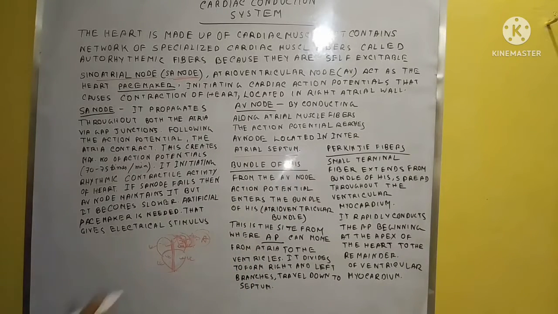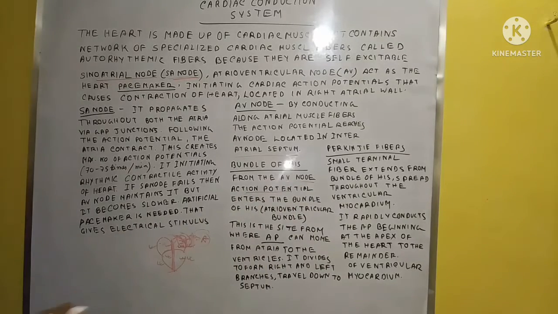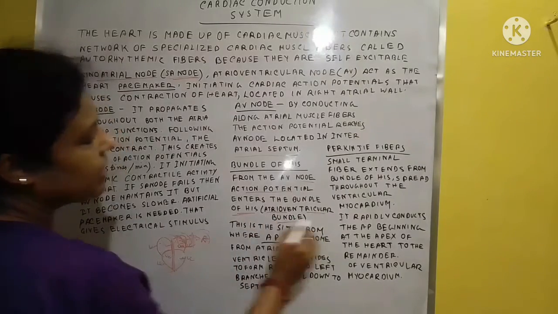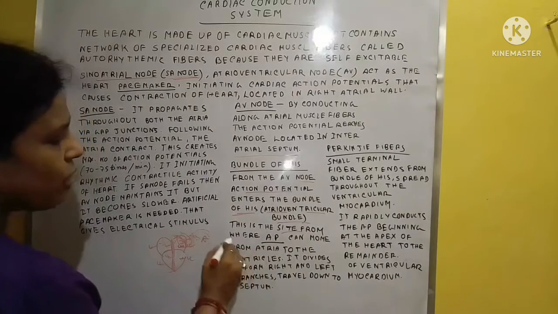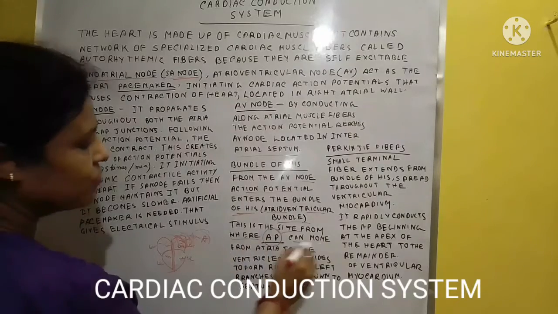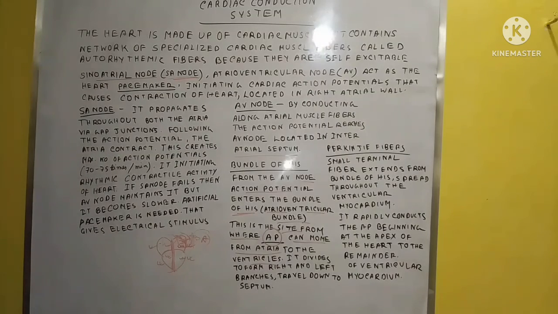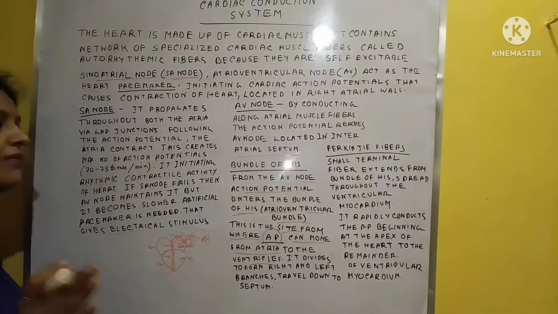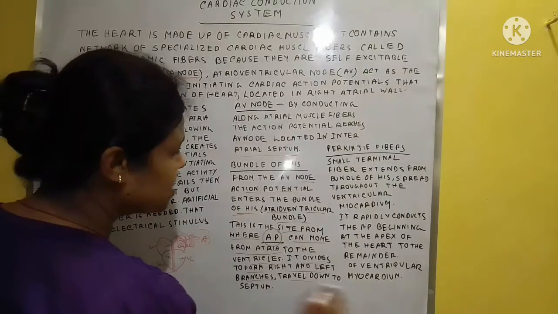Next one is the bundle of HIS. What is the bundle of HIS? This is another kind of fiber, and from the AV node, the action potential enters the bundle of HIS, and it is called the atrioventricular bundle, okay. This is the site from where the action potential can move from the atria to the ventricle. Clear? Only this is the site from where the action potential transfers from the atrium to the ventricle.